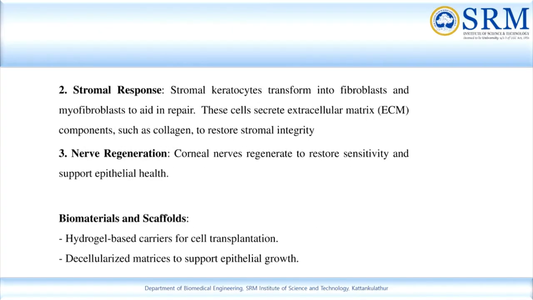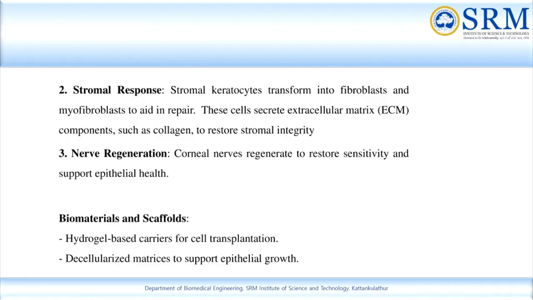So next, coming to the stromal response, the stromal keratocytes transform into fibroblasts and myofibroblasts, which help to aid in the repair. These cells secrete extracellular matrix components such as collagen to restore the stromal integrity. And then there is also nerve regeneration, which is needed for the cornea. So the corneal nerves regenerate to restore the sensitivity and to support the epithelial health of the cornea.